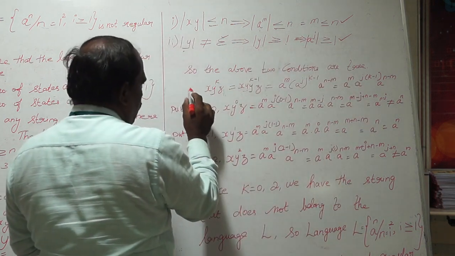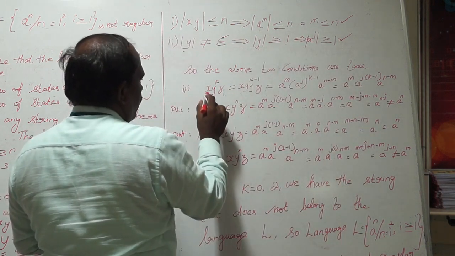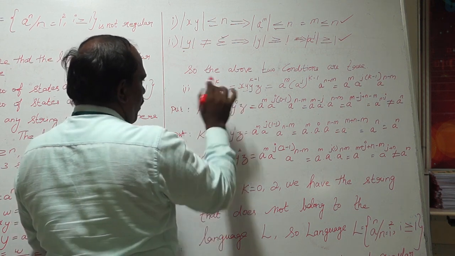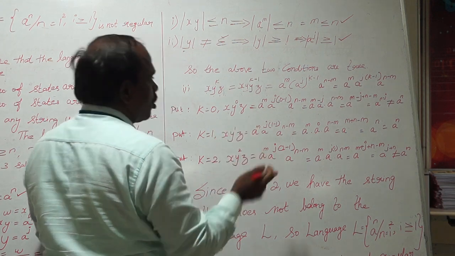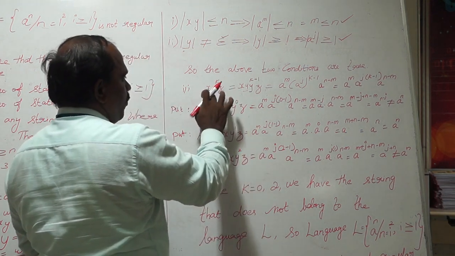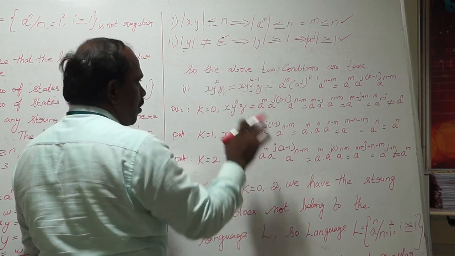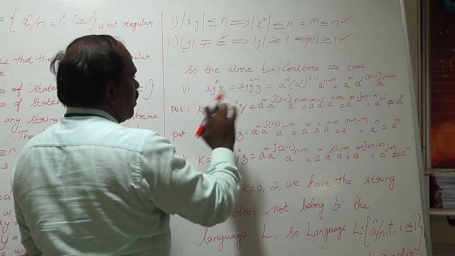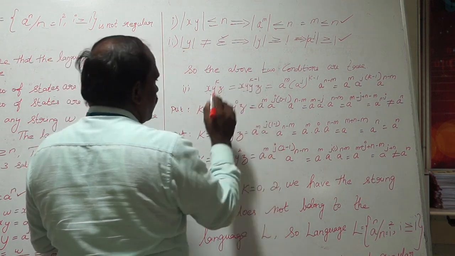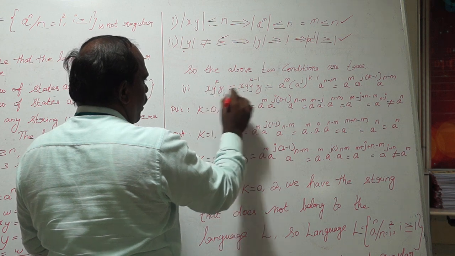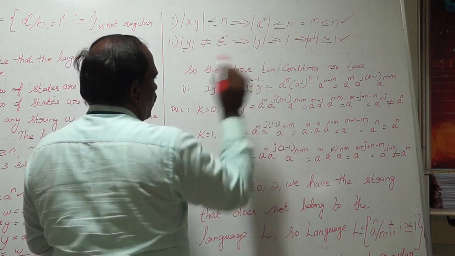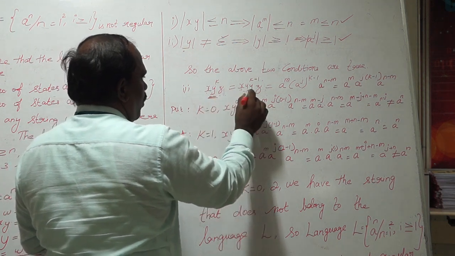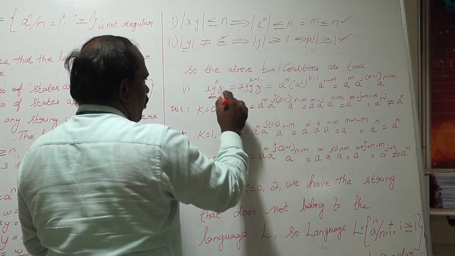Now the third condition, condition 3: x y^k z should be satisfied for all k greater than or equal to 0. So the string can be factorized like this: x, y^(k-1), followed by z.